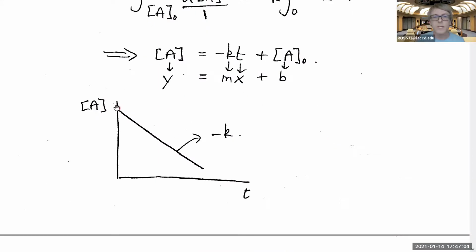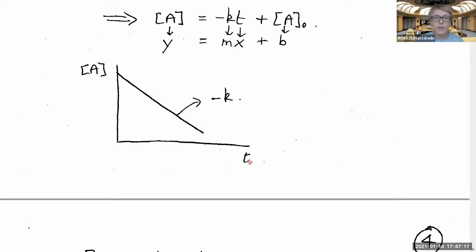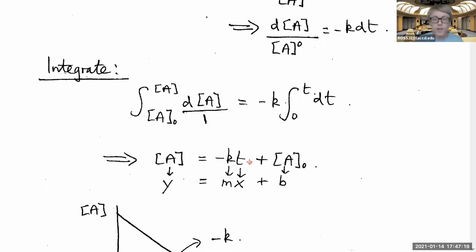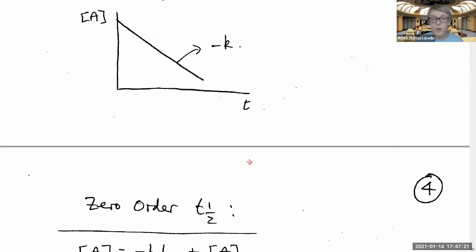And again, you can see the initial concentration of A. It will decay with time. And the slope, we can get all of that good information. Okay, so that's the zero order integrated rate equation as a straight line equation.